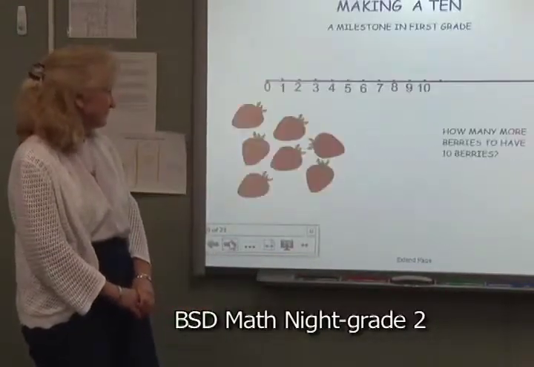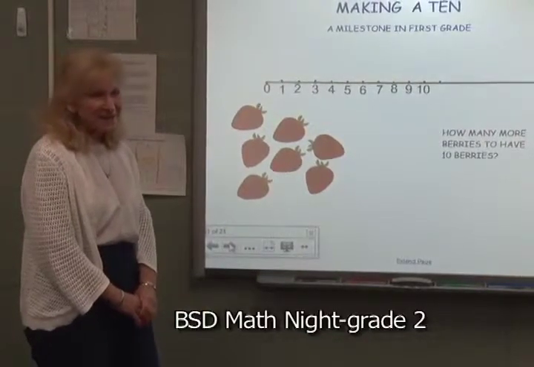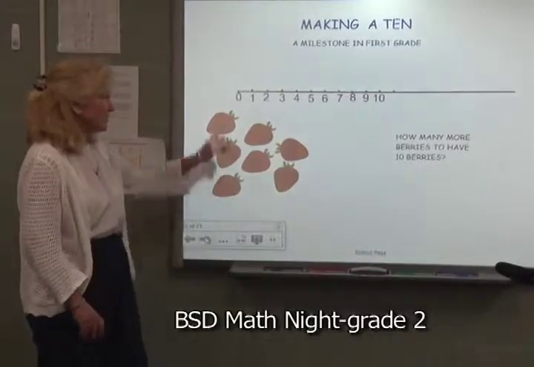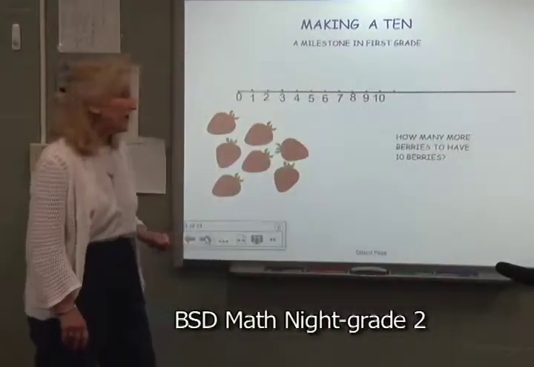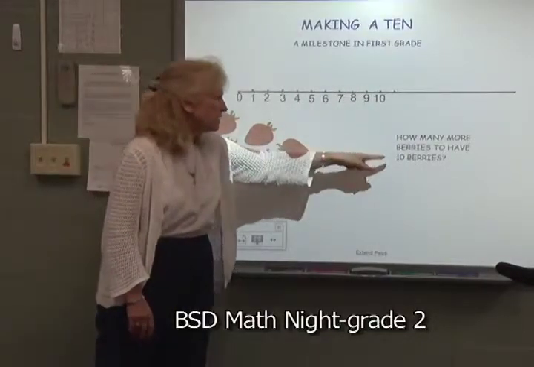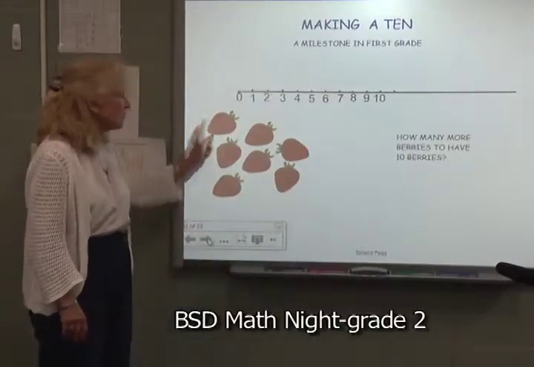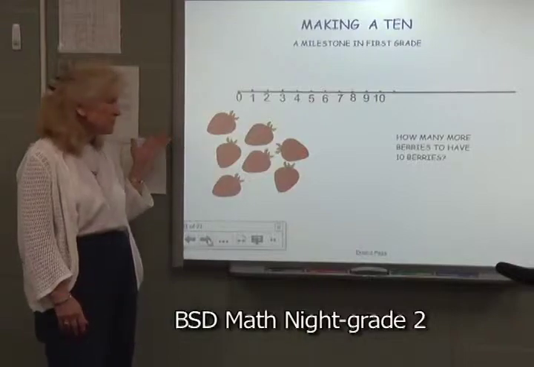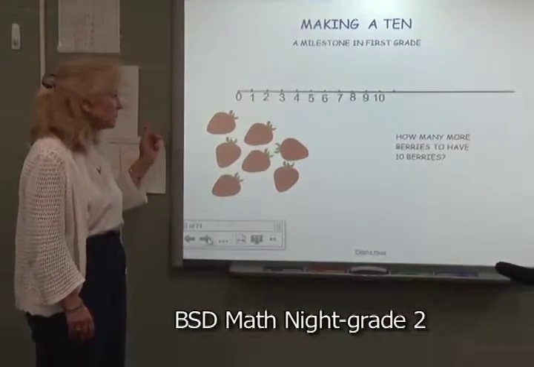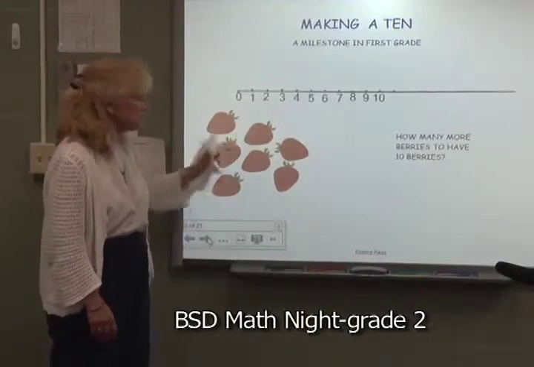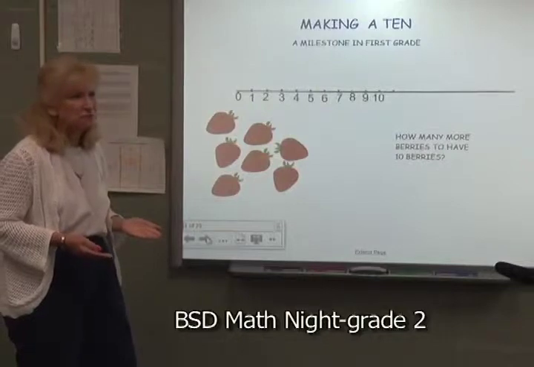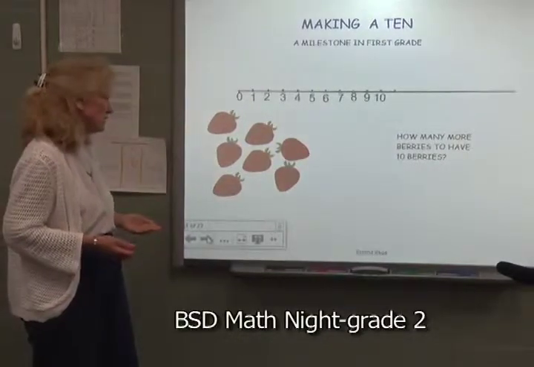Sally? Making a 10, that is a milestone in first grade. Here's our number line, and here's the beginnings of a problem. How many more berries to have 10 berries? Well, we have students having to count these. Now they're in a scattering, they're not in a straight line. So some students might count and repeat counting. So even counting itself is a skill that children learn in kindergarten and first grade.